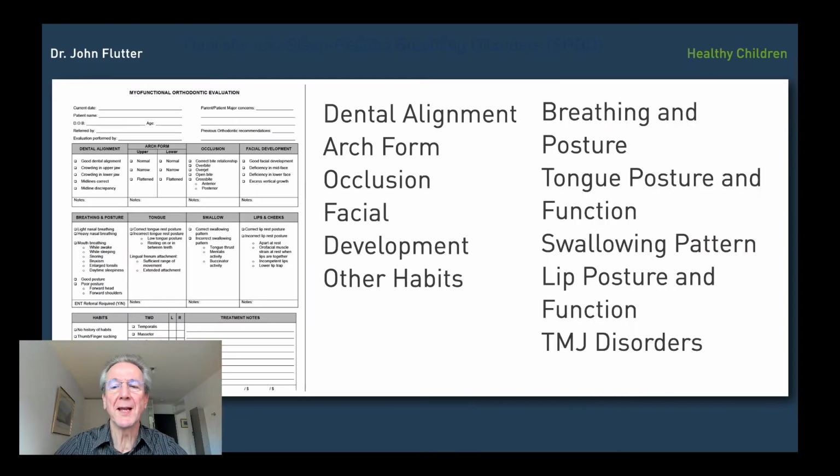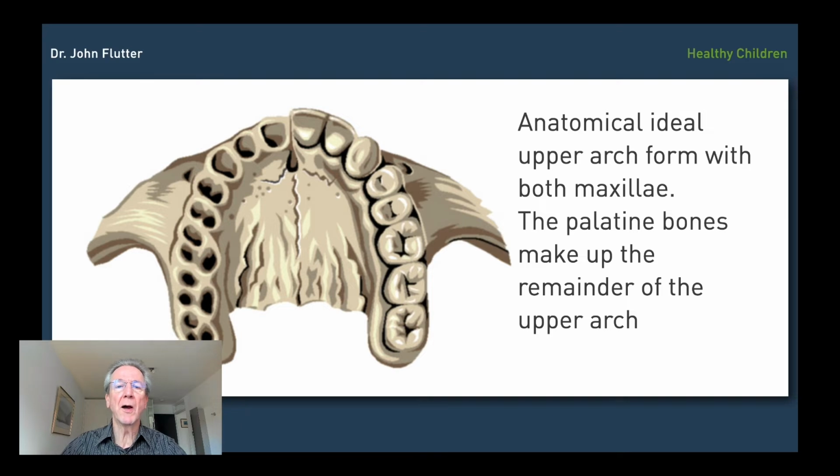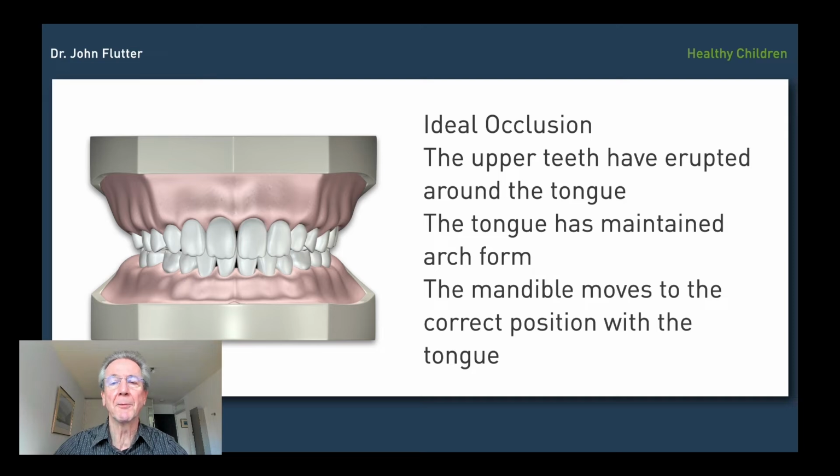I want to look at arch form today because it's one of the first things we look at when we do our myofunctional orthodontic evaluation. I start off by showing you the anatomical ideal form that we see in the textbooks. Ideally, this shows a fully formed maxillae, left and right side, with all the teeth in. And what I'm going to suggest is that is the shape and the size of the tongue.